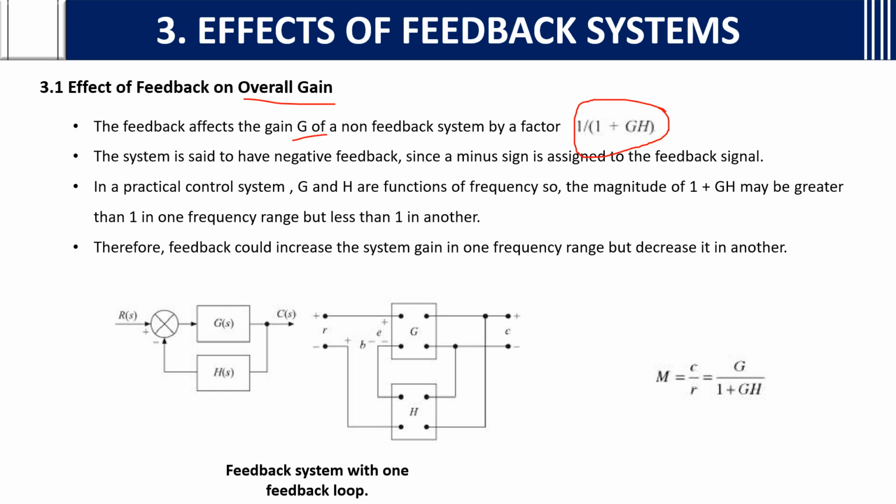So, the system is said to have a negative feedback since a minus sign is assigned to the feedback signal. If a minus sign is assigned to the feedback signal, it is called negative feedback. If plus, it is a positive feedback.